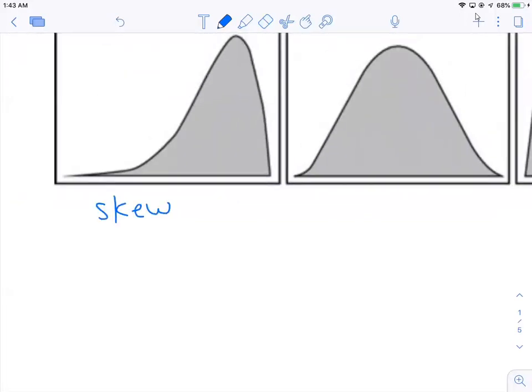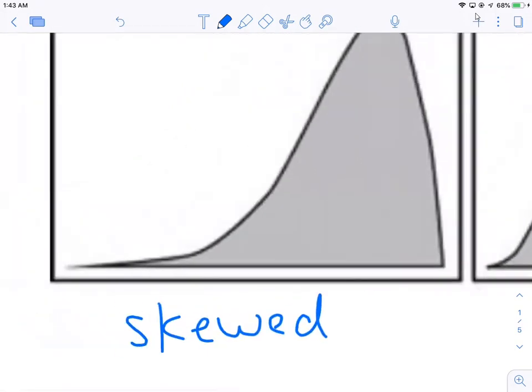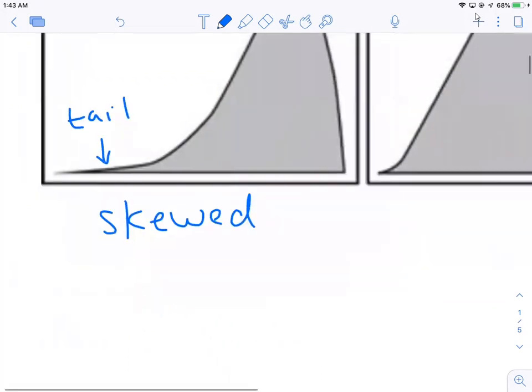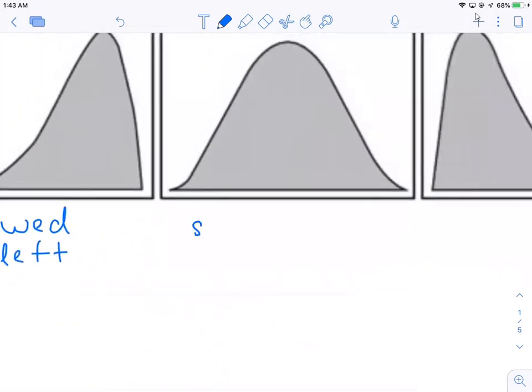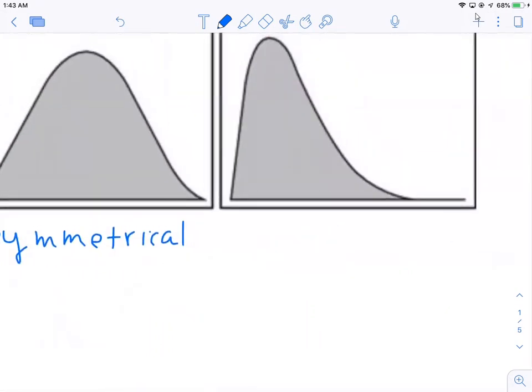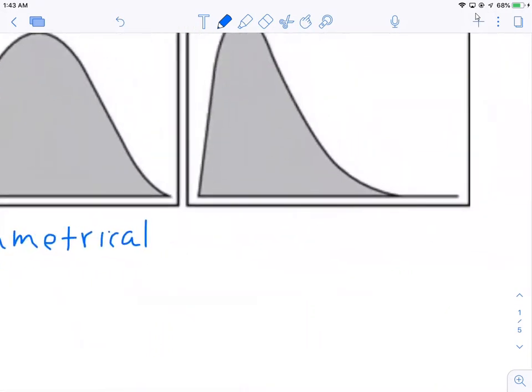All right, so this first one here, this is skewed. Was this skewed left or right? The way we think about it is which side is the tail on, right? Our tail is on the left side, so this is skewed left. This one here is always the easiest because it is symmetrical. And so we call it a symmetrical distribution. Easy enough. This one, the tail is on the right side, so this we call skewed right.